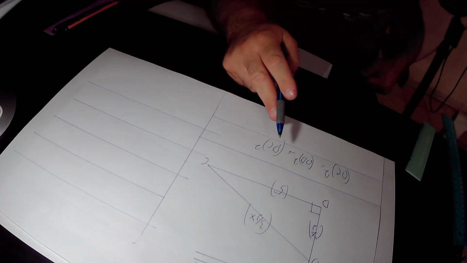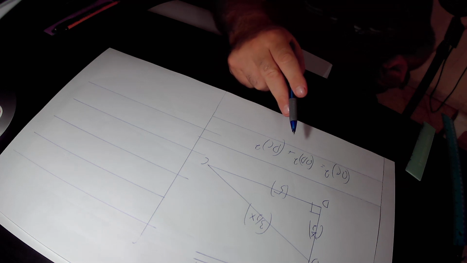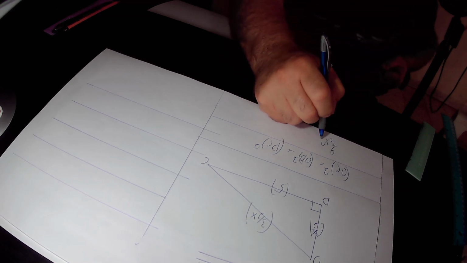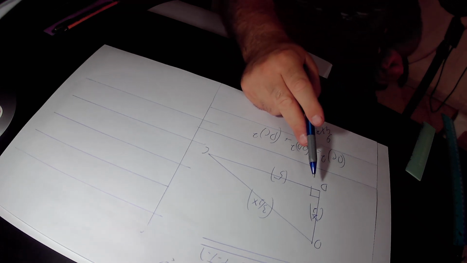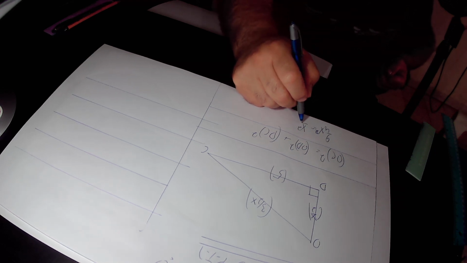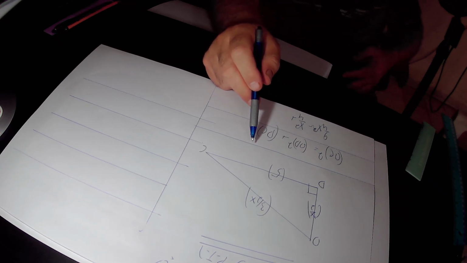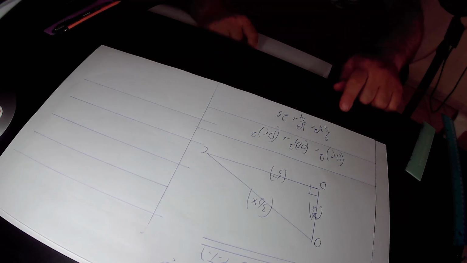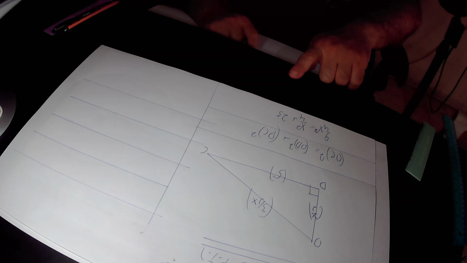OC is 3 over 2 x, therefore OC squared is 3 over 2 x squared, that is actually 9 over 4 x squared, and it equals OD squared. OD is x over 2, therefore OD squared is x over 2 squared, that is x squared over 4, plus DC squared. DC equals 5, therefore DC squared is 5 squared, that is 25. So we found that 9/4 times x squared equals x squared over 4 plus 25.